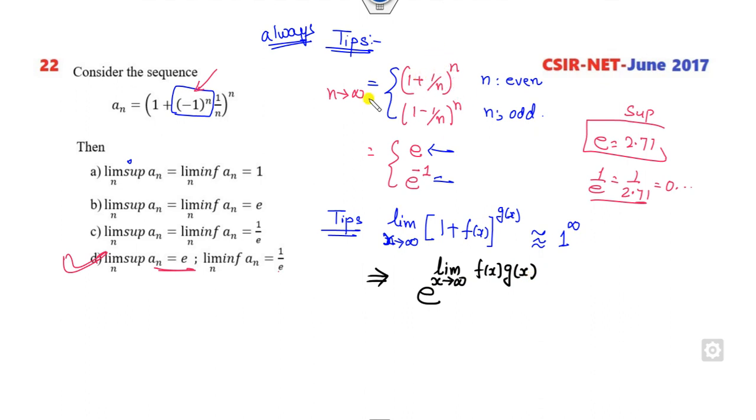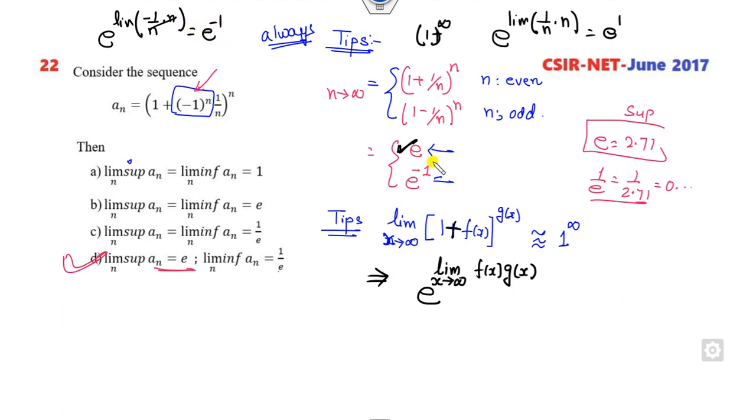For example, here if you take n approaches infinity, it is 1 plus 0 is 1, so it is a 1 raised to power infinity form. So what is the answer? It is e raised to power limit f is my 1 by n, g is my n here, so what is that? This is e raised to power 1, e is the right answer. Same for here, it is 1 raised to power infinity, so the answer will be e raised to power limit, f is my minus 1 by n, because you have to compare with the plus sign, and g will be n here, so this is e raised to power minus 1.